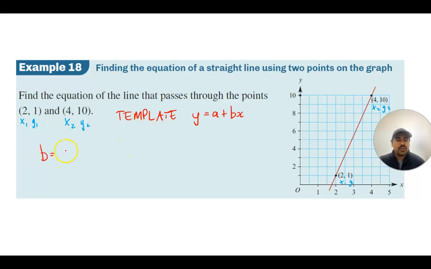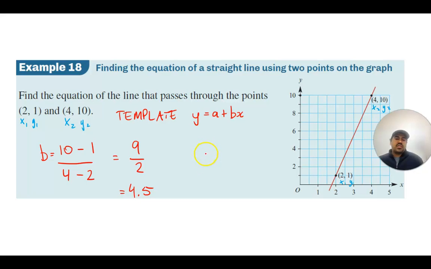What is our y2? 10. And our y1 is 1. So it's a difference between 10 and 1 as a ratio over the difference between 4 and 2. So in other words, this is 9 over 2, which is 4.5. So 4.5. Our slope, for every 1 we go across, we're going up by 4.5.